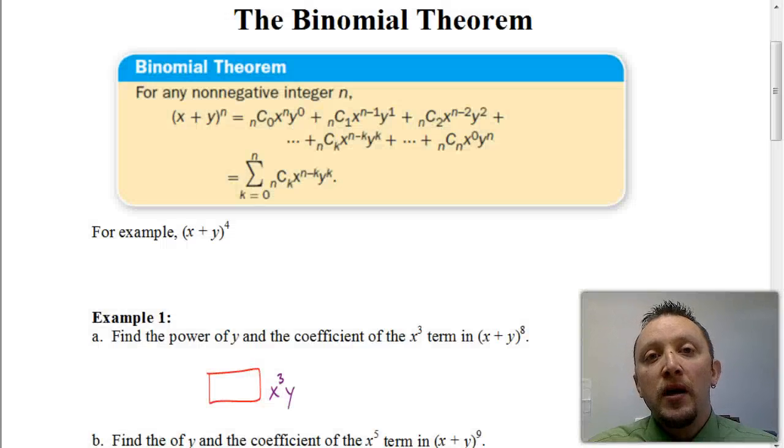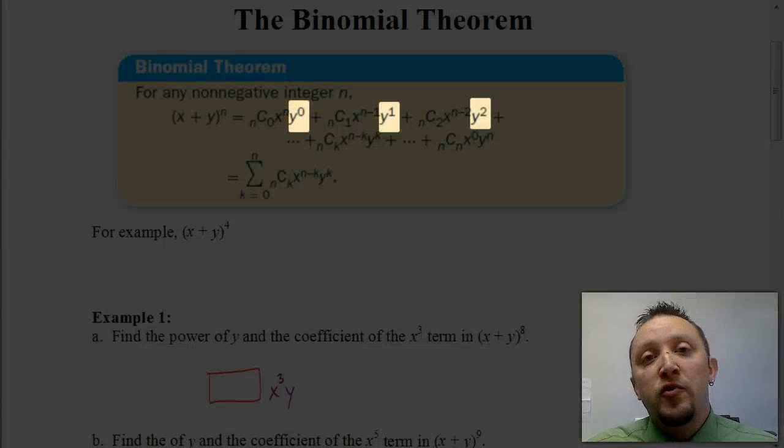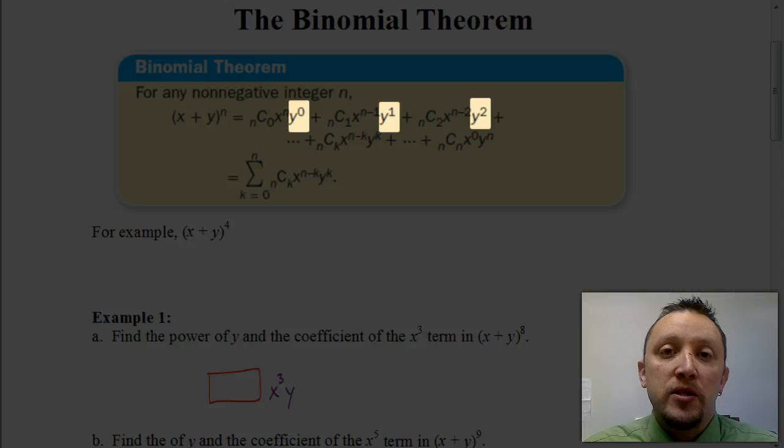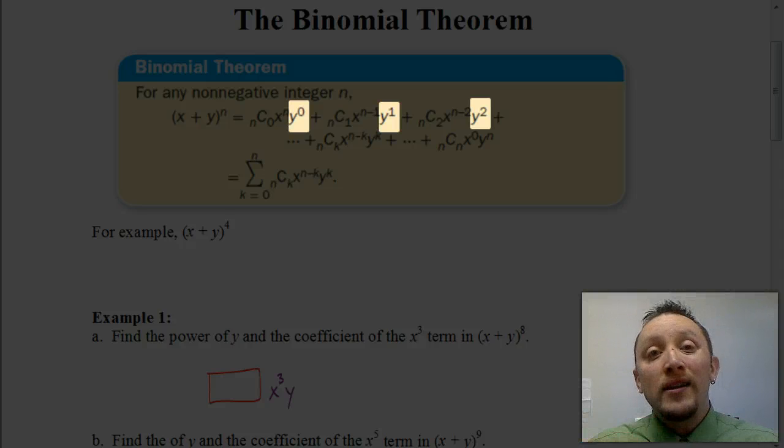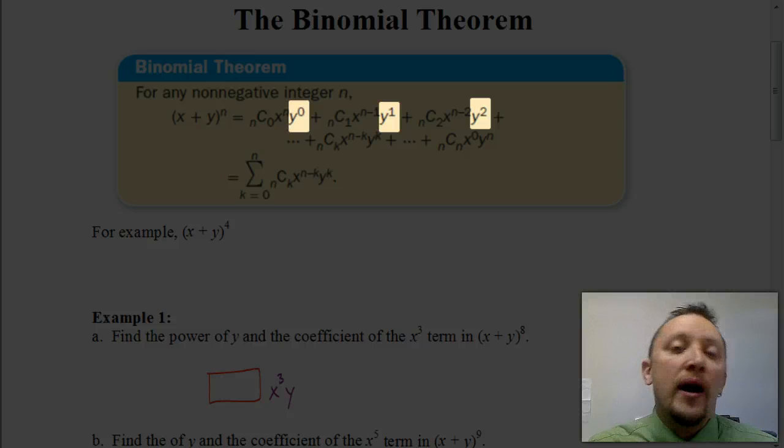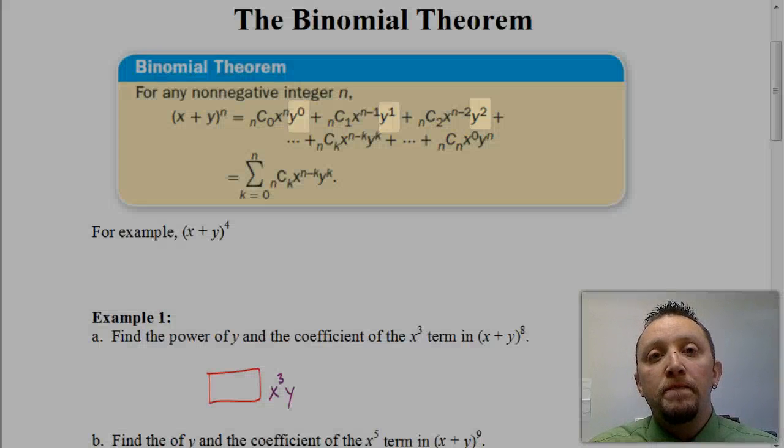So the exponents for the x's are decreasing as we go from one term to the next. On the other hand, the exponents for the y values are increasing. Starting with y to the 0 power, which would end up being just 1, as our first term. The next term would be y to the first. Then we'd have y to the second, y to the third, and so on.